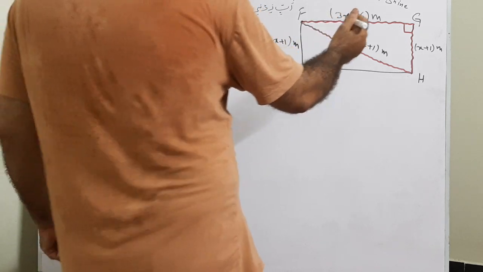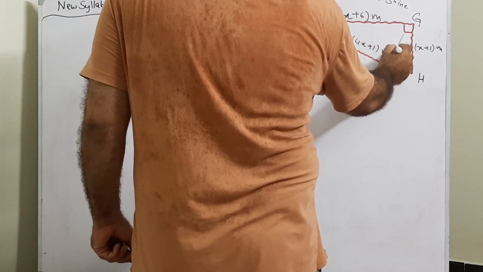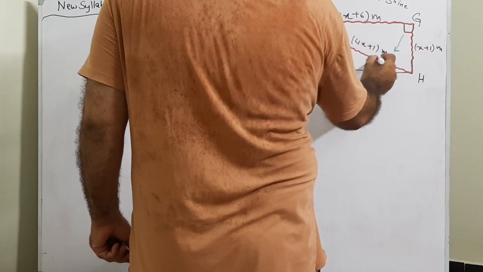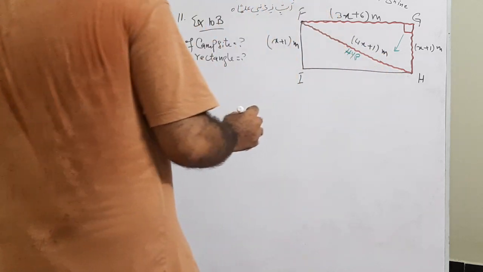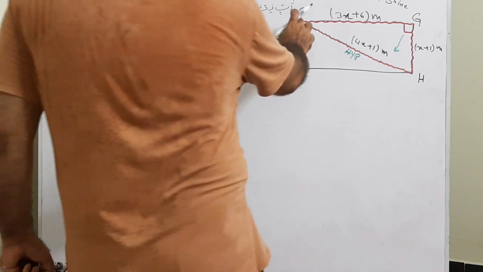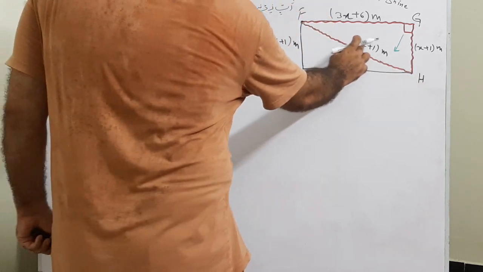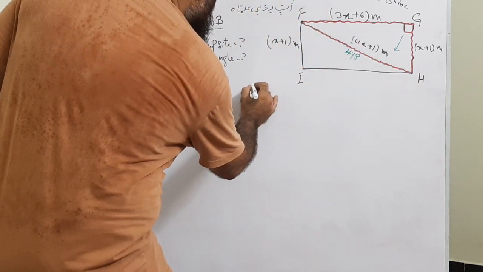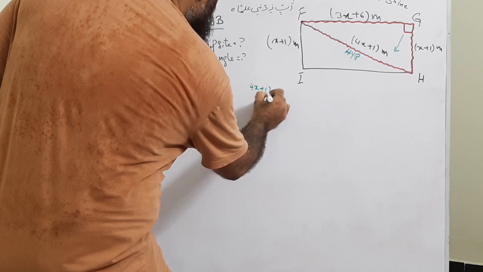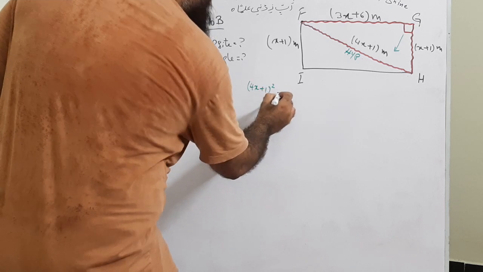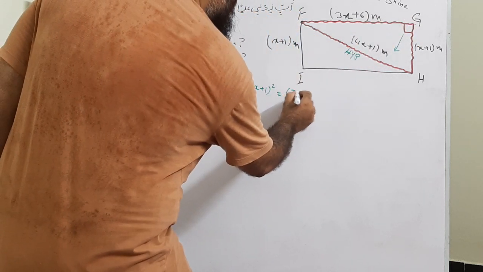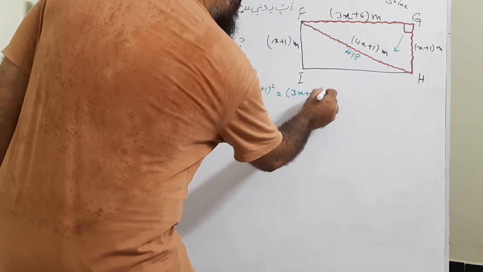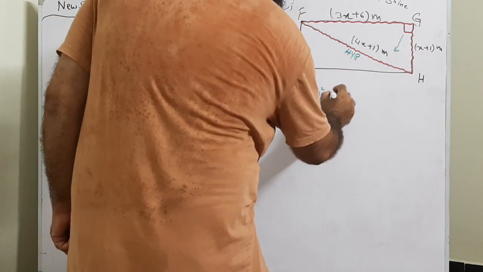So we know that the side opposite to the right angle is the hypotenuse. So this is the hypotenuse. Once we apply Pythagoras theorem, FH square, it means 4x plus 1 square, is equal to this side square, 3x plus 6, plus this x plus 1 square.